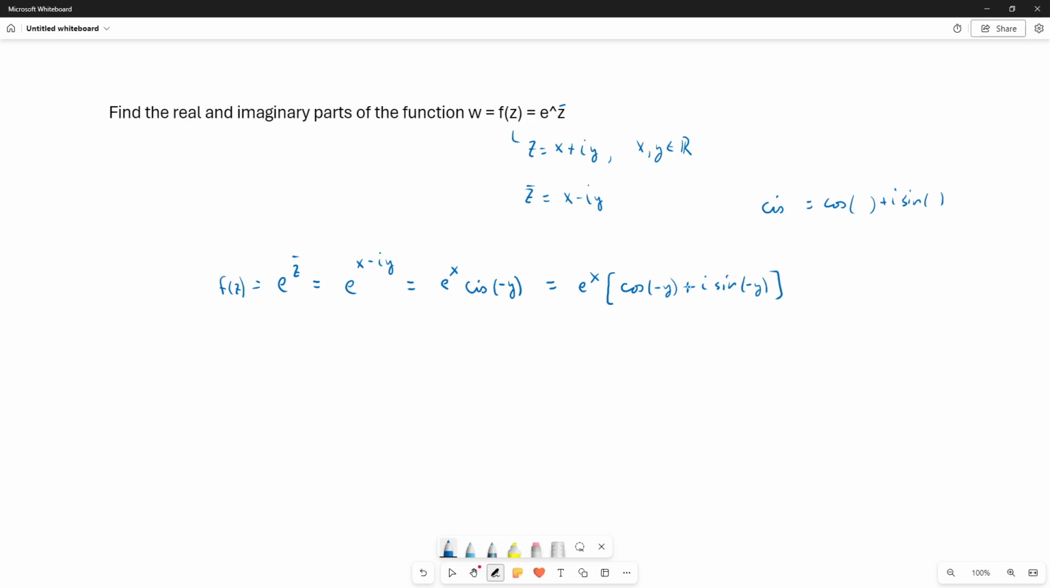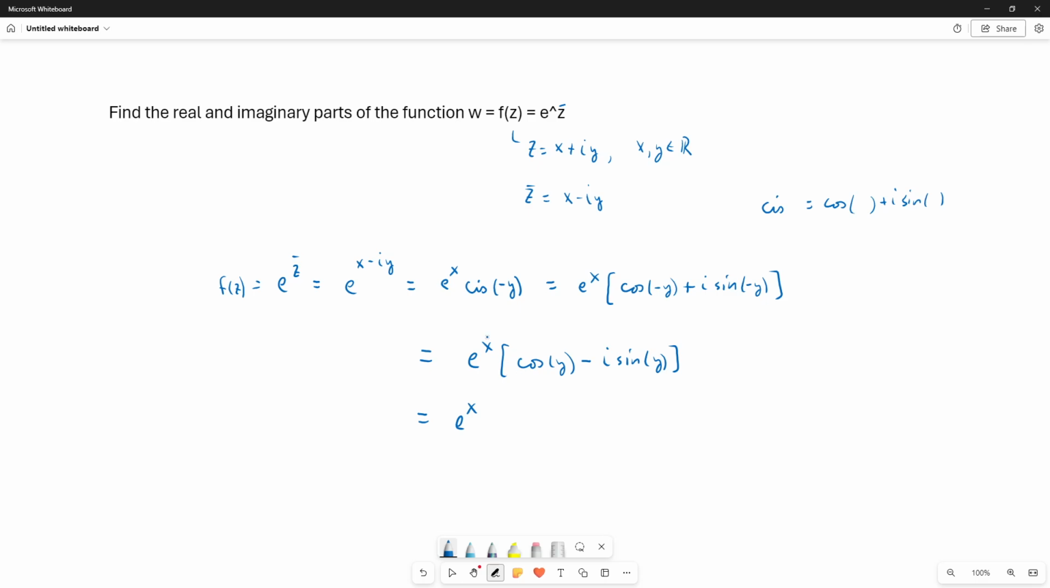And then using the evenness of the cosine function, the cosine of negative y is the same as the cosine of y. And using the oddness of the sine function, the sine of negative y is the negative of the sine of y. So we can take the negatives out of the sine and the cosine. Cosine of negative y is cosine y, and sine of negative y is negative sine y. So this is e to the x.